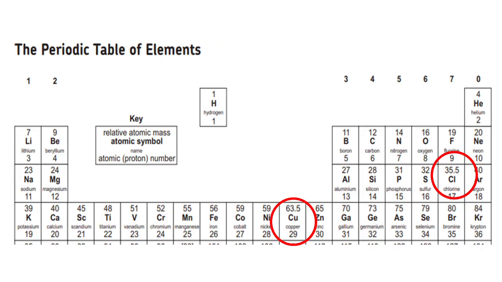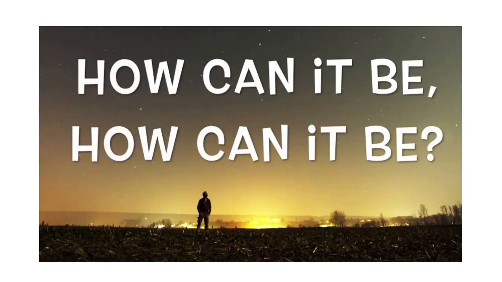Now, here's a commonly asked question. Why are there decimals in the periodic table? It kind of implies that there's half a neutron, and there isn't half a neutron. So what's going on with chlorine and copper? I'm going to take a look at chlorine in detail now. How can it be?